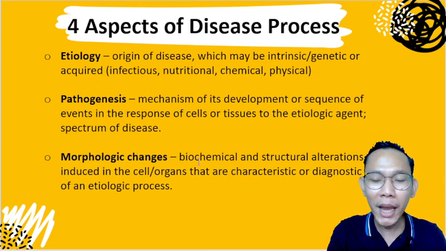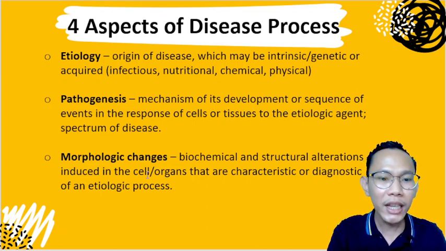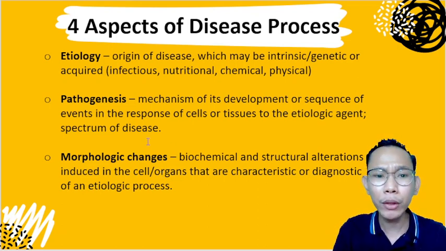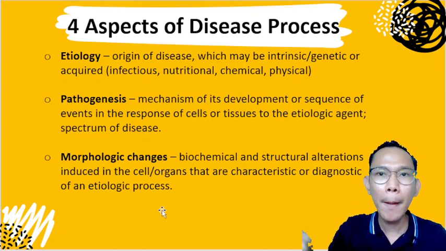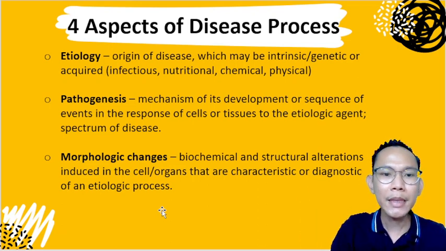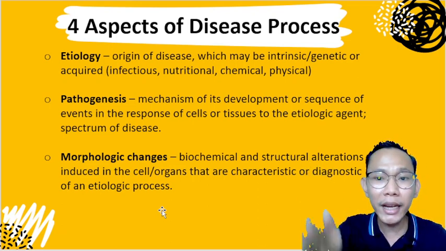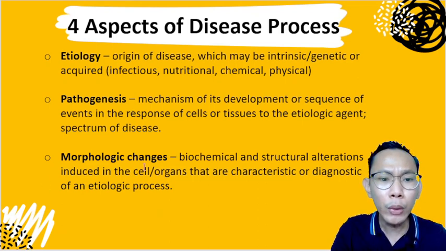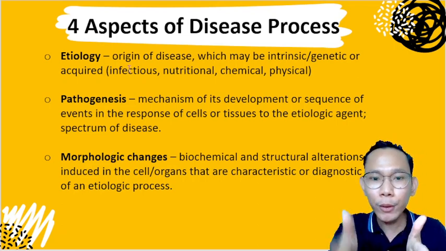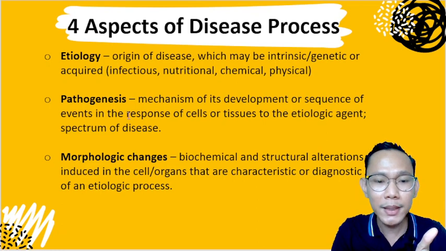It is a biochemical and structural alterations induced in the cell or organs that are characteristic or diagnostic of an etiologic process. Remember sa ating pathogenesis, may sequence of event, may nangyayari sa ating cells. Sa bawat event or sequence or progression ng ating disease na yan, there will be a morphological changes na nangyayari sa cell. Kumbaga, bawat sequence or events na nangyayari dito sa pathogenesis, meron ding nangyayari sa ating cell.